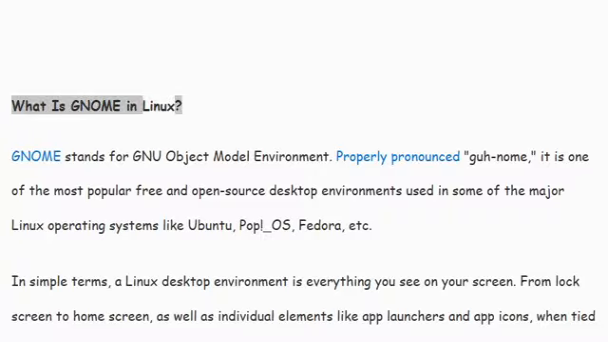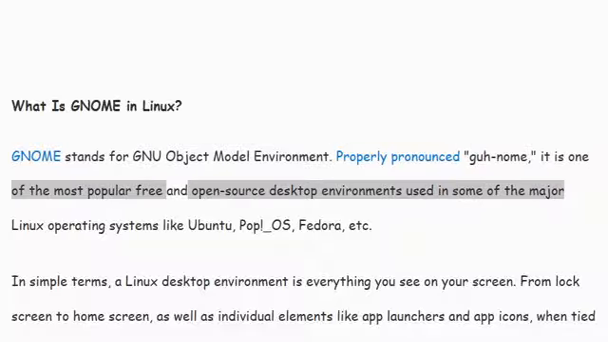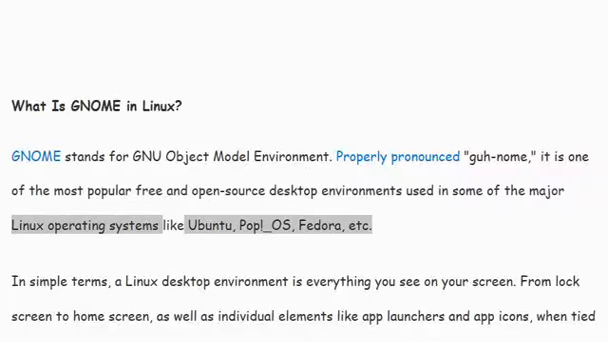What is GNOME in Linux? GNOME stands for GNU Network Object Model Environment. Properly pronounced "guh-NOME," it is one of the most popular free and open-source desktop environments used in some of the major Linux operating systems like Ubuntu, Pop_OS, Fedora, etc.